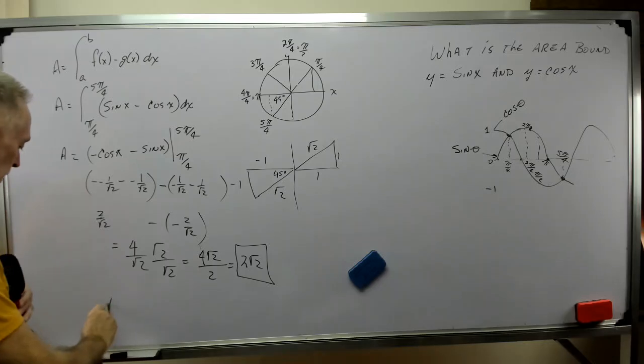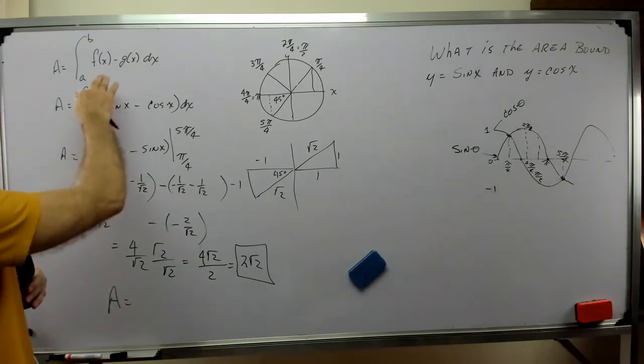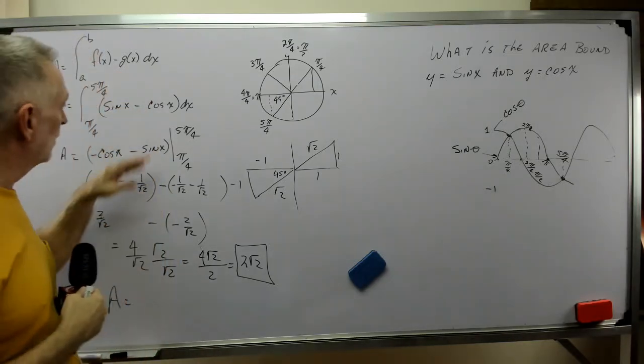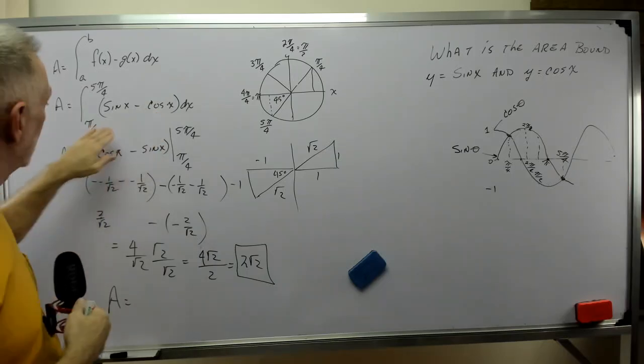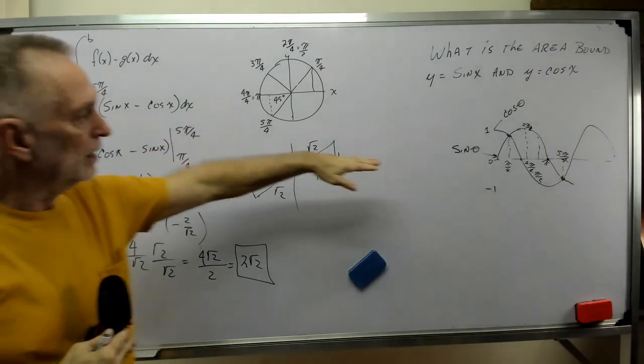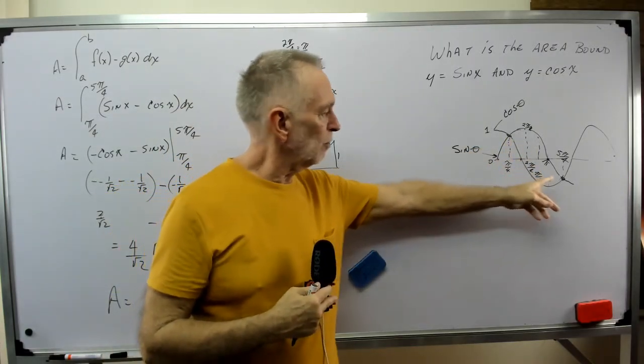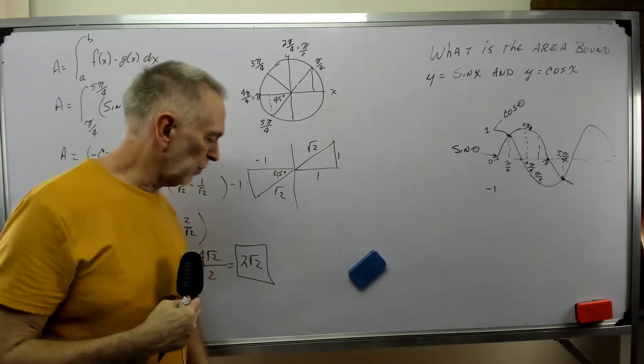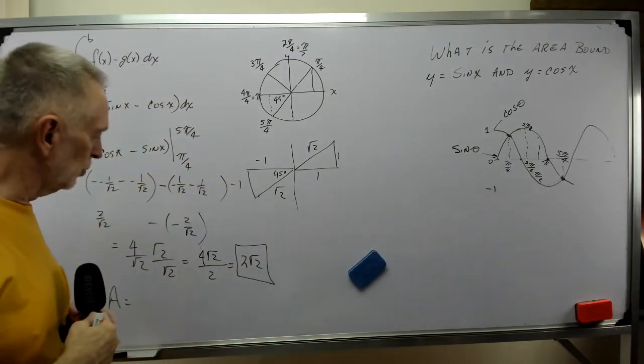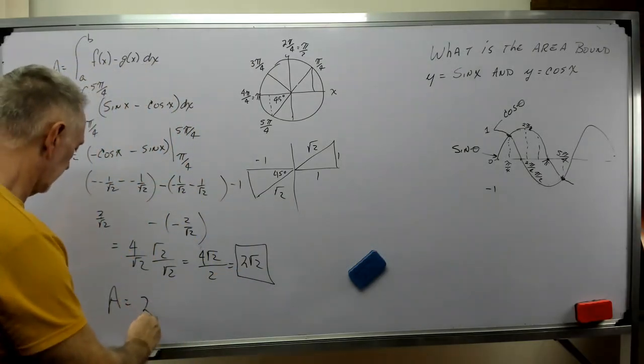So the area of sine x minus cosine x, integrating that from the intersection of those two curves, which would be pi over 4 to 5 pi over 4, that area is 2 square root 2.